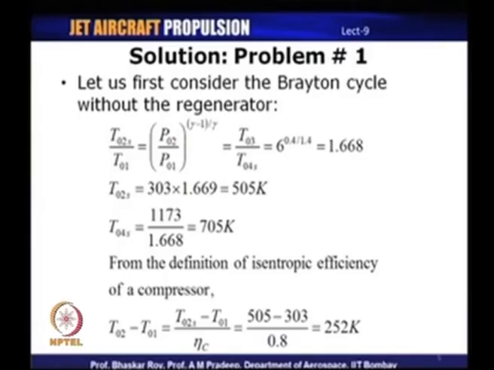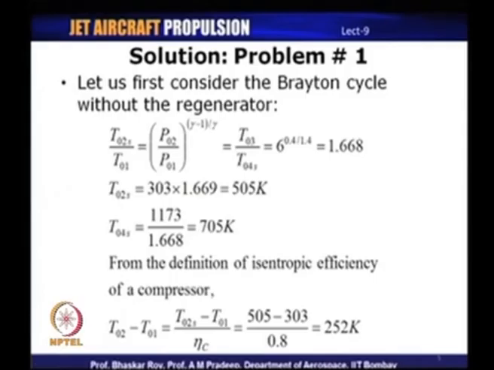We will first, as I mentioned, consider a Brayton cycle without any regeneration. So, without regeneration, let us look at how the cycle behaves. Now, for the first process, we know it is not isentropic. If it were isentropic, then the temperature at the end of the first process would be T02 S, which is the stagnation temperature at the end of compression for an isentropic process. So, this divided by T01 should be equal to the pressure ratio raised to gamma minus 1 by gamma. This comes from the isentropic analysis which we had discussed earlier.